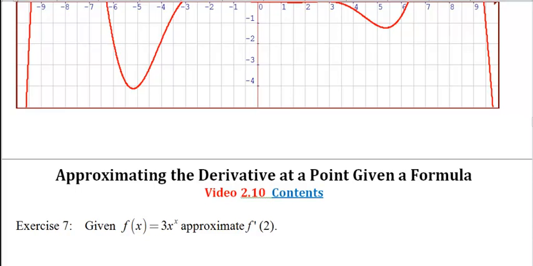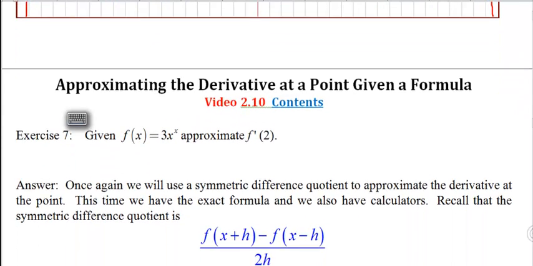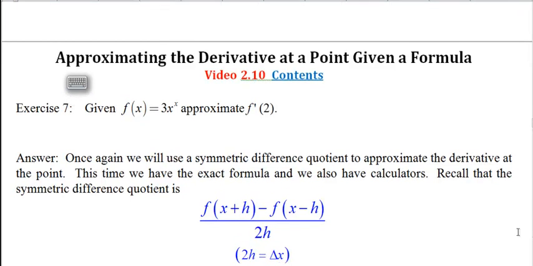Well, once again, what we will use is a symmetric difference quotient to approximate the derivative at the point. This time we have the exact formula, and we will also allow ourselves to use calculators. Recall that the symmetric difference quotient is given by this formula: f of x plus h minus f of x minus h over 2h. Notice 2h is delta x, and the numerator is delta y.